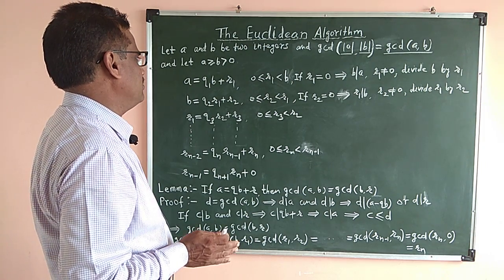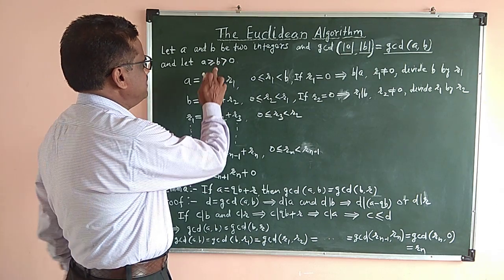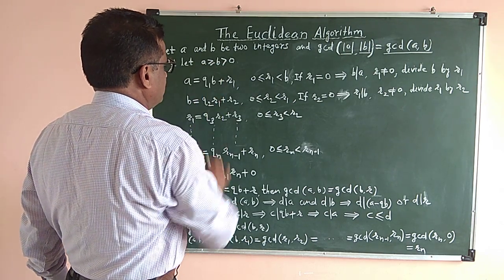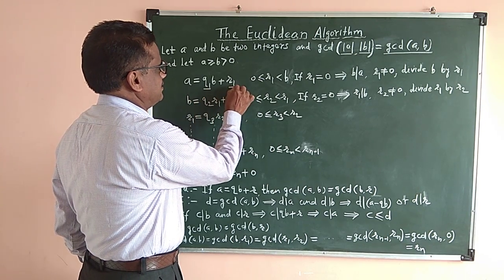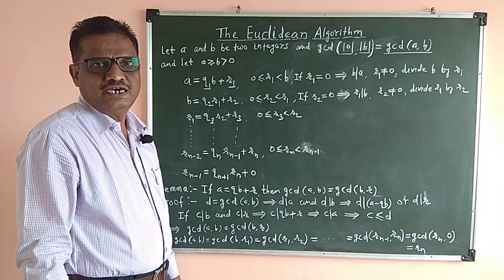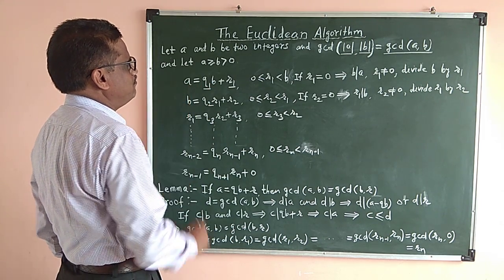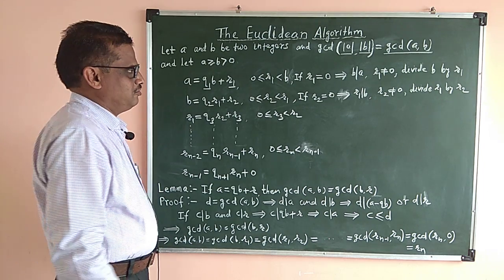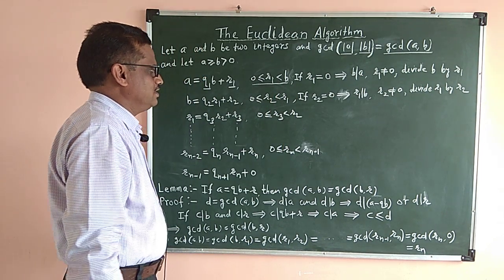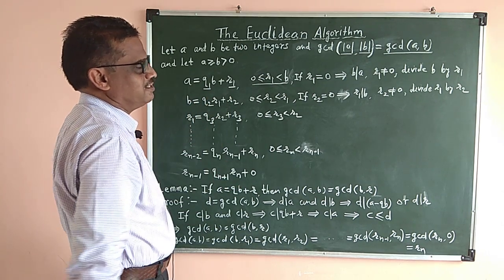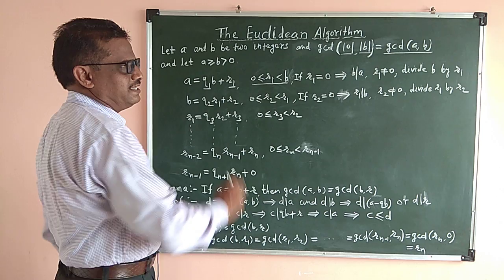Then by using the division algorithm, if B divides A, meaning B is a divisor of A, there exist two integers Q1 and R1 such that A is equal to Q1 B plus R1, where 0 is less than or equal to R1, which is less than B. Now, you know R1 is nothing but the remainder, if we divide A by B.